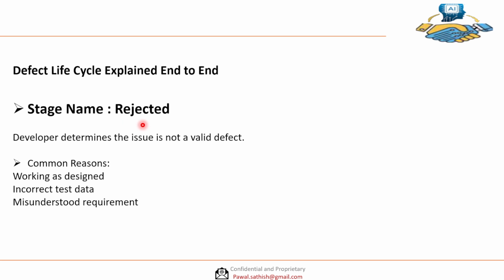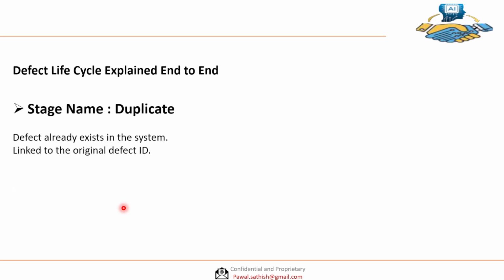Then the development team may reject the defect. The developer determines the issue is not a valid defect. There may be different reasons, like working as designed, incorrect test data, or a misunderstood requirement.